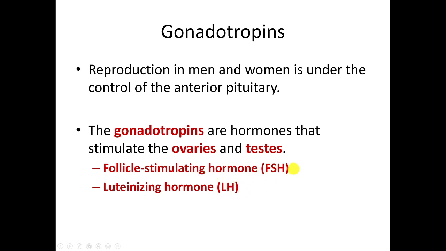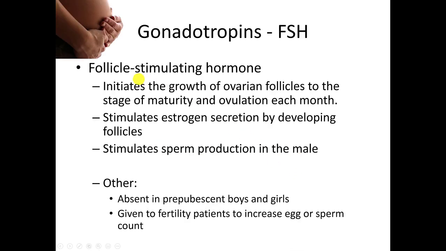Follicle stimulating hormone in women helps to create more eggs each month to be ovulated. In men, follicle stimulating hormone helps to create more sperm. So let's talk a little bit about these hormones. Again, follicle stimulating hormone is initiating, in females, the ovarian follicles, so that a woman can release more eggs each month. It also stimulates estrogen secretion, and in a man, it's going to stimulate sperm production.